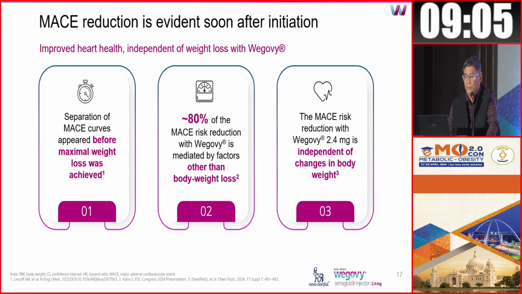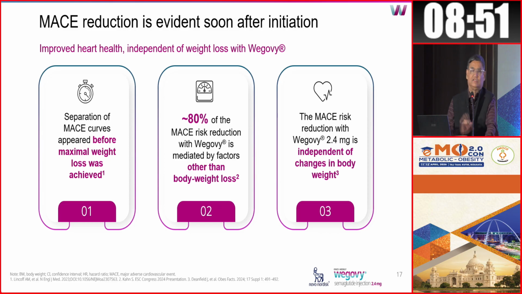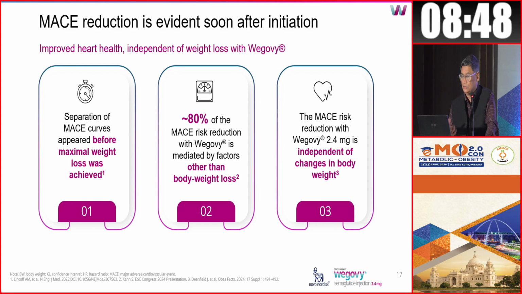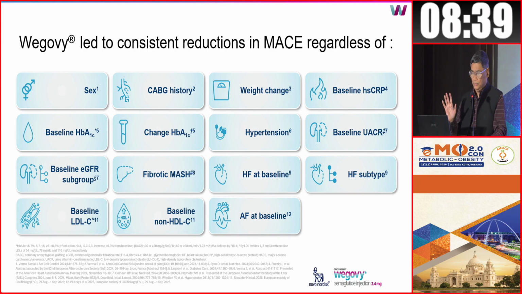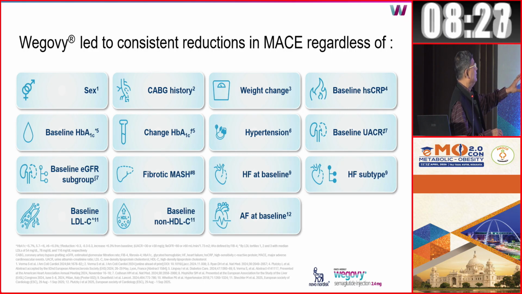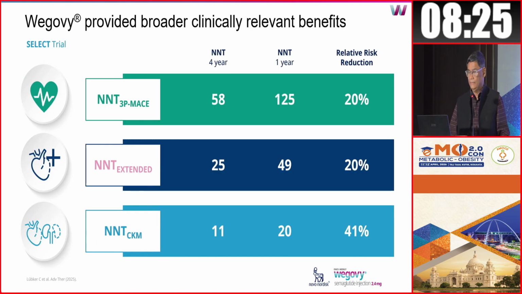So separation of MACE curves appeared before maximum weight loss. So before the weight loss came, your MACE was improving. So there is something else contributing. 80% of the MACE risk reduction with Wegovy is mediated by factors other than just weight loss. I do understand that weight contributes to this. Wegovy led to consistent reduction in MACE regardless of male, female, baseline HbA1c, baseline eGFR, LDL-C, bypass, HbA1c, MASH. So you take into account the entire factor, but the benefit was consistent in all the groups.